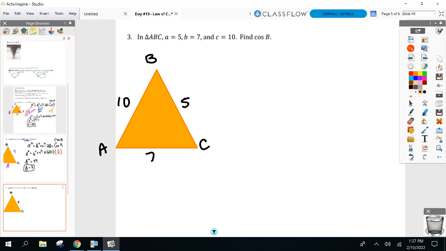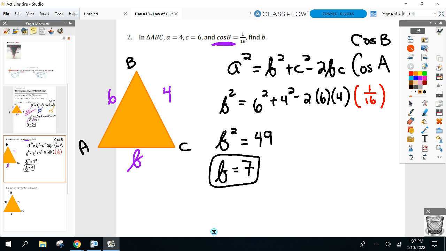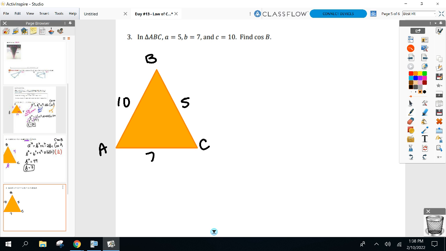Okay, find cosine B now. Remember that value I gave you? I want you to find it now, using the law of cosines. So let me just jot down the formula again. I don't require this, but just for teaching purposes.